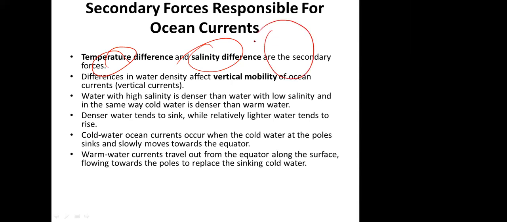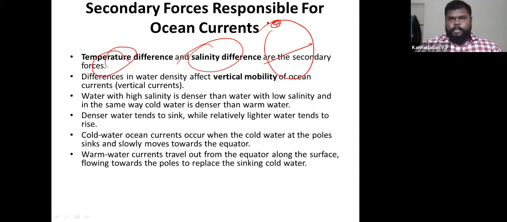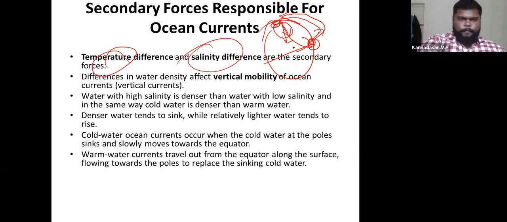Yes, sir. Clear. So in the polar region, water is dense, so water sinks. In the equatorial region, water is less dense, so water floats. Again, this creates a gradient. That is, the warm water floats on the cold water and moves towards the colder region. The cold water sinks down and moves towards the warm region. Is it clear, guys? Clear, sir. Okay, good.